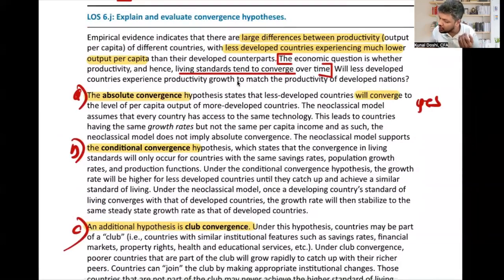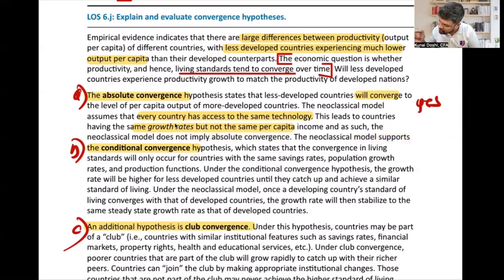The neoclassical model assumes that every country has access to the same technology. So they are saying there is no difference. Everyone can access technology these days, and because of that, the other countries will also eventually match the developed nations. This leads to countries having the same growth rates, but not the same per capita income. The model does not imply absolute convergence. The neoclassical model supports conditional convergence.